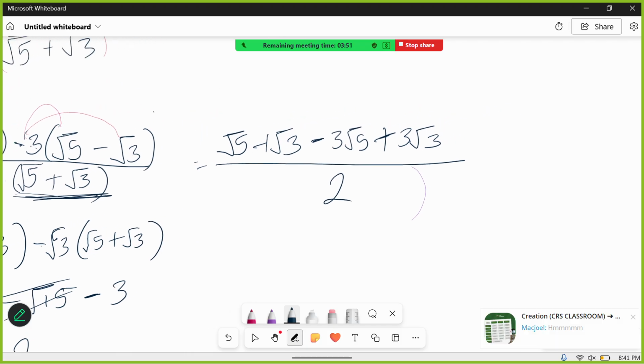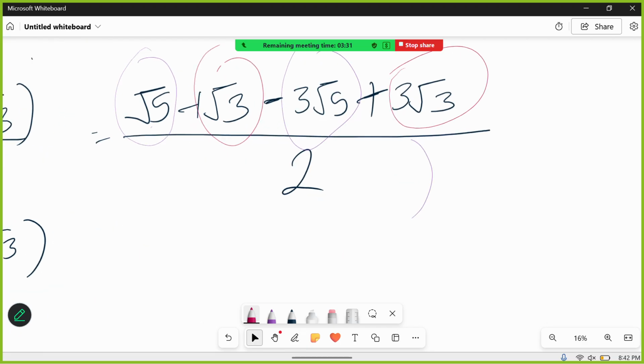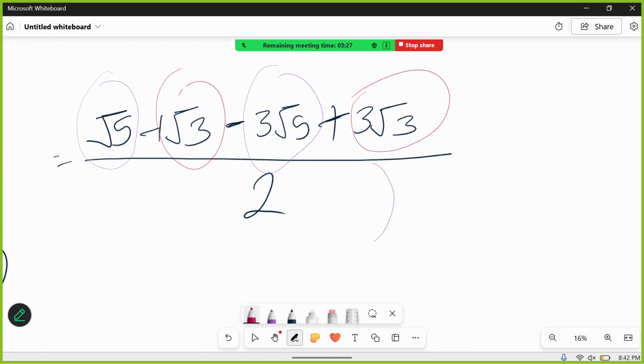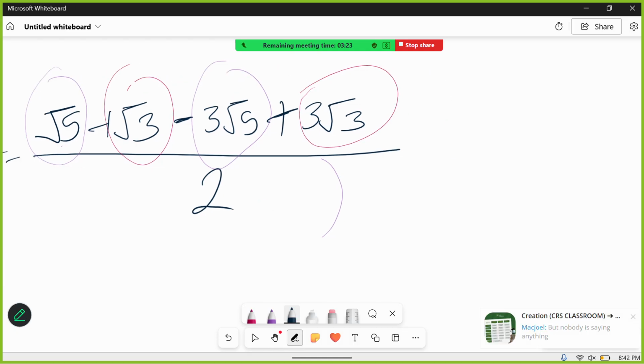Then we look for like terms. I was saying something about like terms when adding this up here. Like terms are terms of the same character coming together. This one has the same character with this one because it has root 5. This one has the same character with this one because it has root 3. You can see that. So let's add the ones with the same character, or we arrange them together.